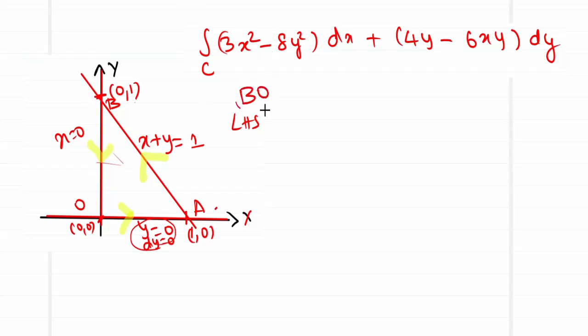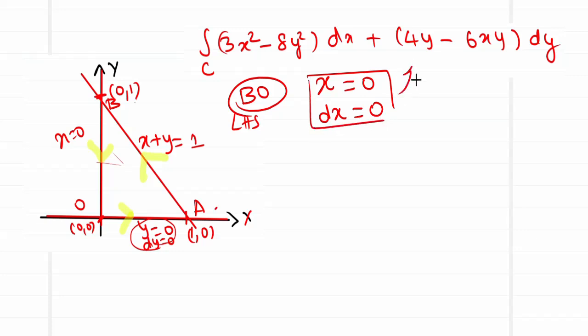Integration along the line BO. What is the equation of the line BO? Equation of the line BO is x equal to 0. When x equals 0, what can we say about the derivative dx? Dx will also be equal to 0. So substitute x equal to 0 and dx equal to 0 in the base curve equation.